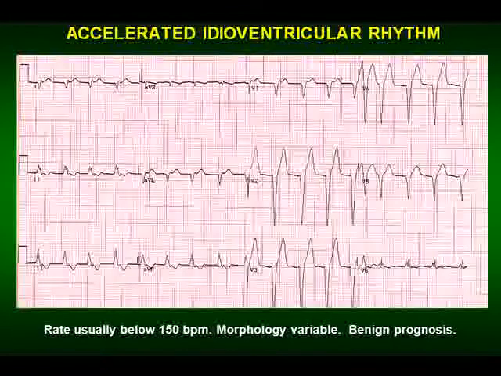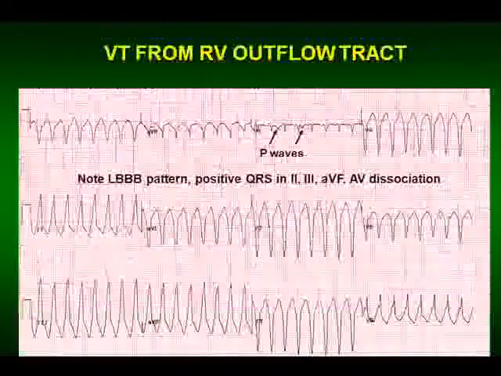For example, this is a ventricular tachycardia. However, the characteristics of it are that it's what we call an accelerated ventricular rhythm. It's an automatic rhythm. It usually has a very benign prognosis, almost never goes above 150 beats per minute, but on the surface cardiogram, you'd have to call it a ventricular tachycardia.